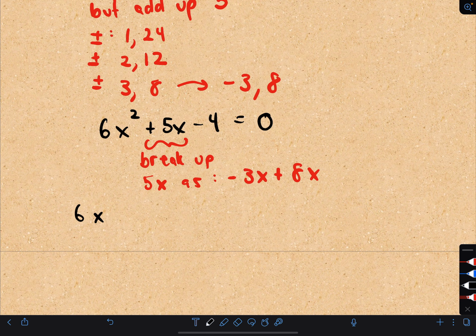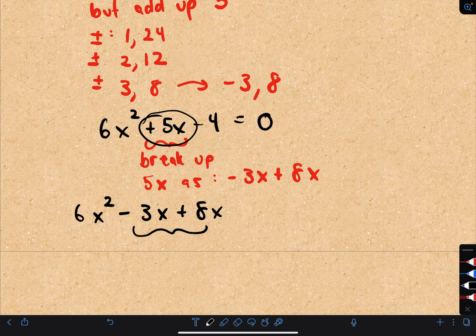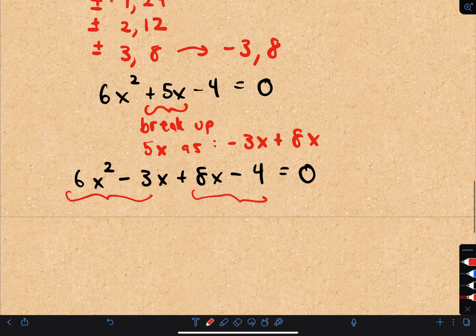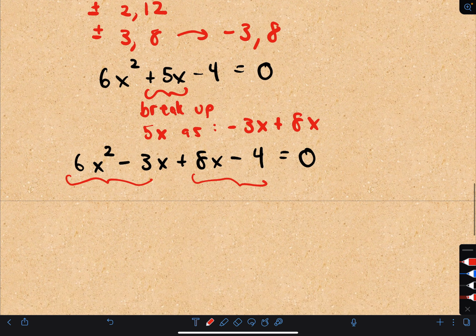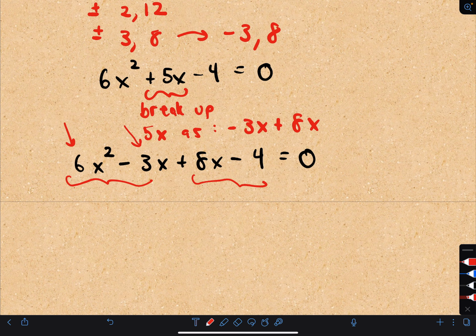So, okay, there's my 6x squared, and now I've got negative 3x plus 8x. And again, if we combine those, we do get positive 5x. That's what we want. Minus 4 equals 0. Now we're going to look at the first two terms and the second two terms, and factor out the greatest common factor. If I look at the coefficients, 6 and 3, I can definitely factor out a 3. There's an x squared and an x, so I could also factor out an x.